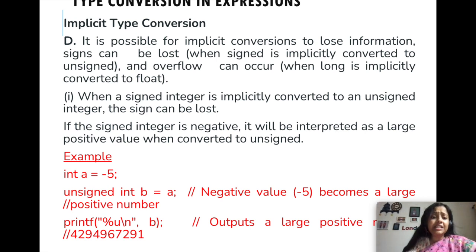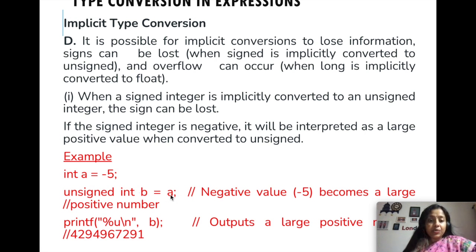Let us see the example to understand it in a better way. The example says that int a is equal to -5. So here a is a variable of integer type. What did we do now? We have taken an unsigned integer b and we have put the value of a in b. What is the problem here?